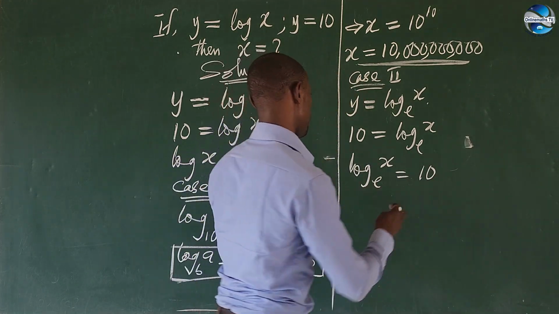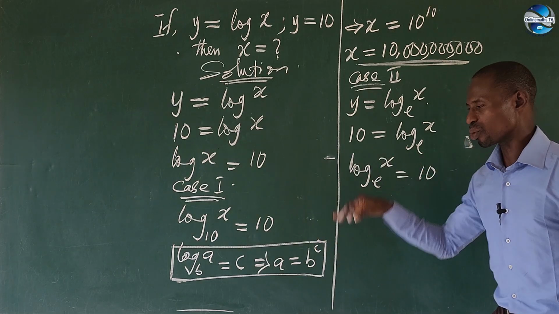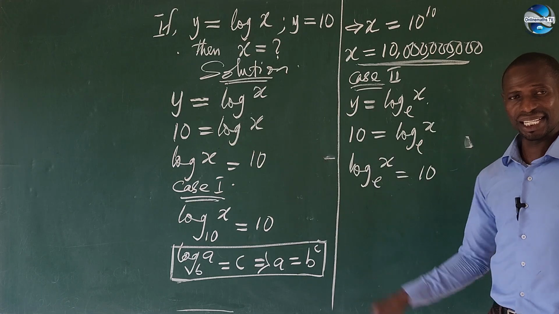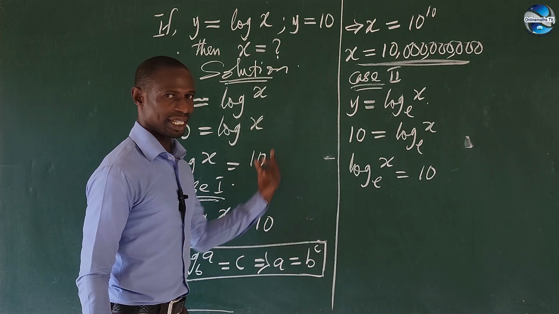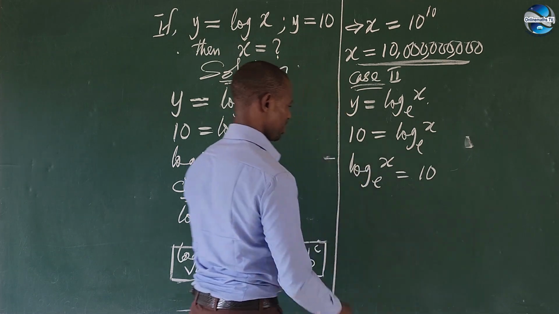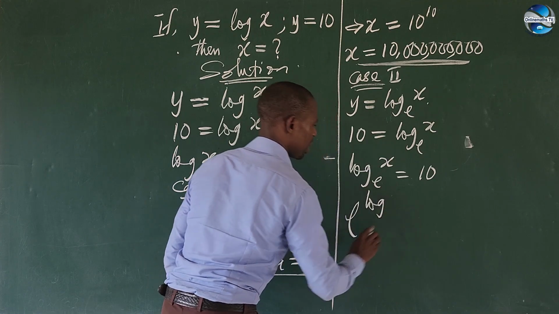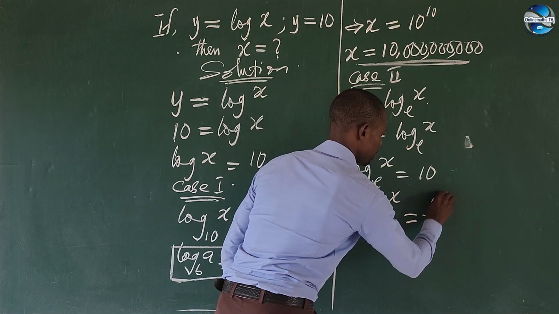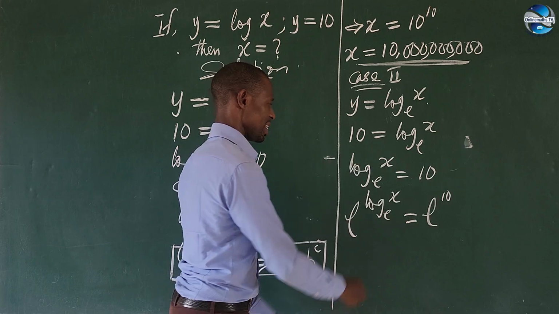Two methods we can use to solve this. Either we convert this to the index form, or we introduce e. We raise both sides of this equation to e, because this is to base e. We converted from a logarithm to indices in the first case scenario, so in the second case scenario, let's use a different method. Let's introduce our e. So we have e to the power of log x base e equal to e to the power of 10.